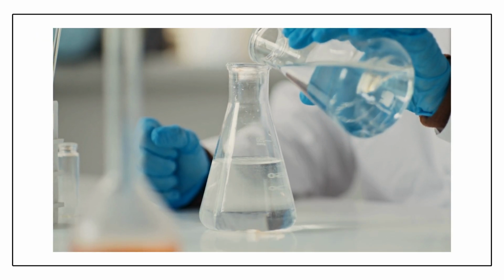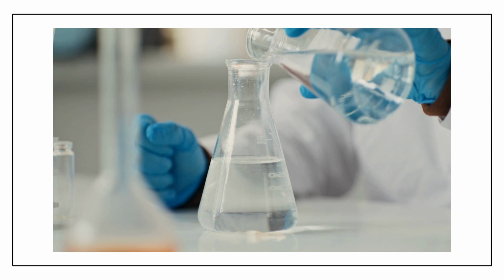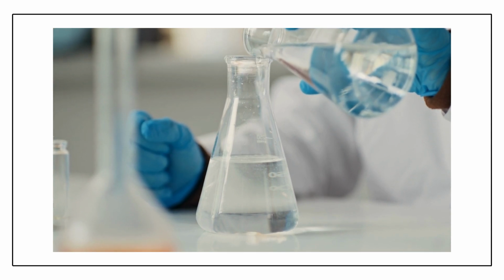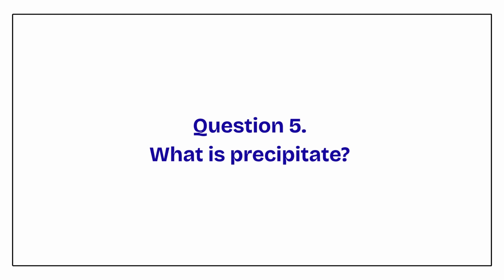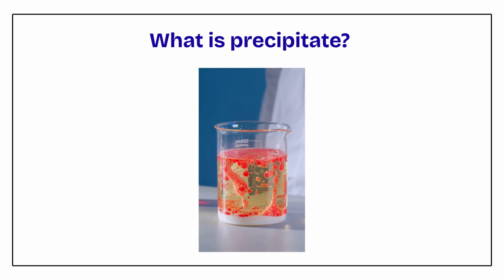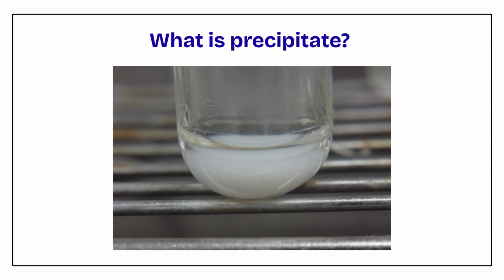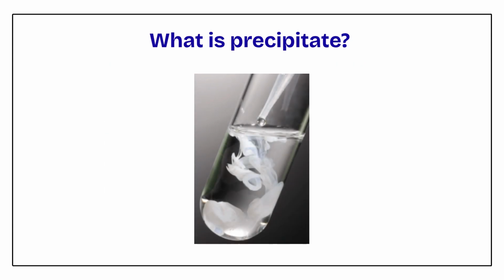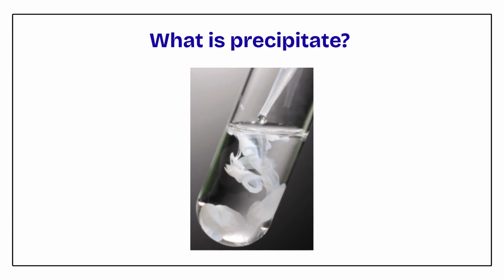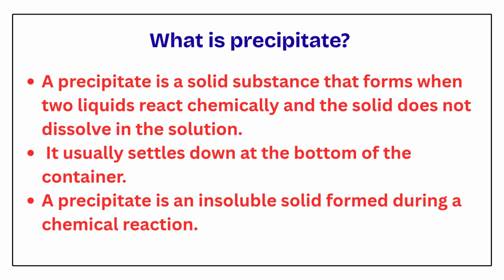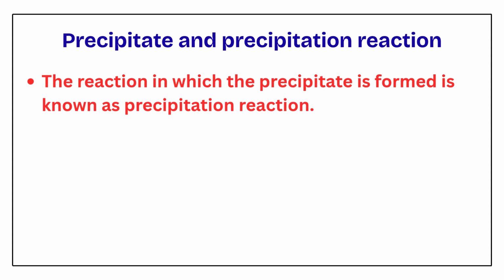The next question. As I said that precipitate formation is also a characteristic of the chemical reaction. But we must know what is a precipitate. Let us understand with the help of an example. In this solution, as we can see that there is a solid product which separates out from the solution during a chemical reaction. This solid product is called a precipitate, and the reaction in which the precipitate is formed is called the precipitation reaction.